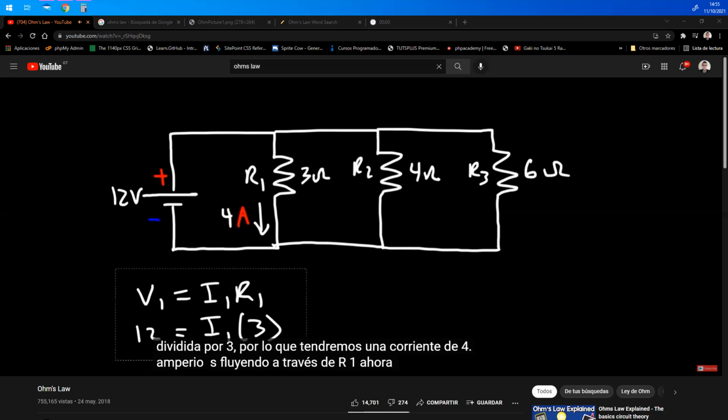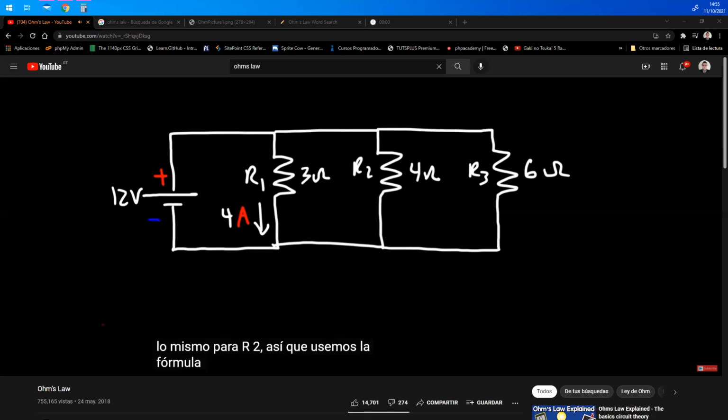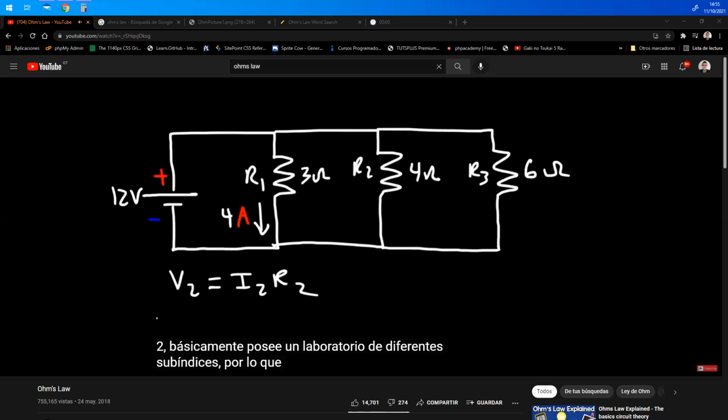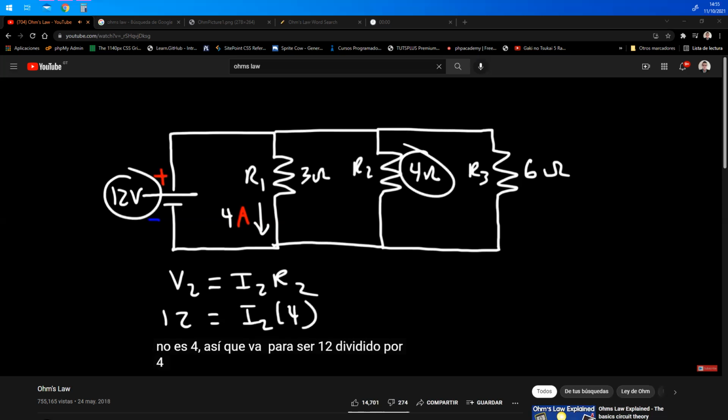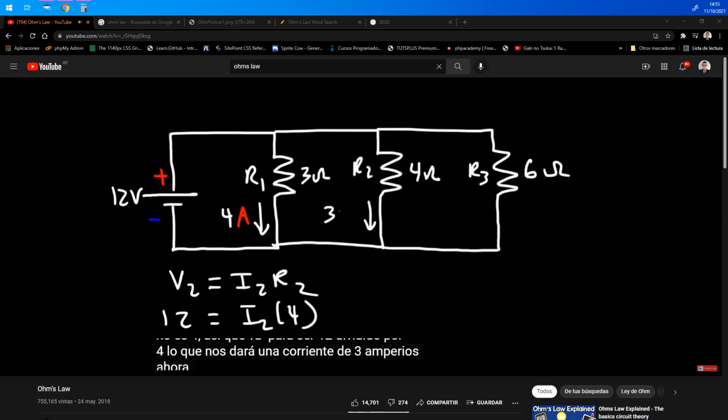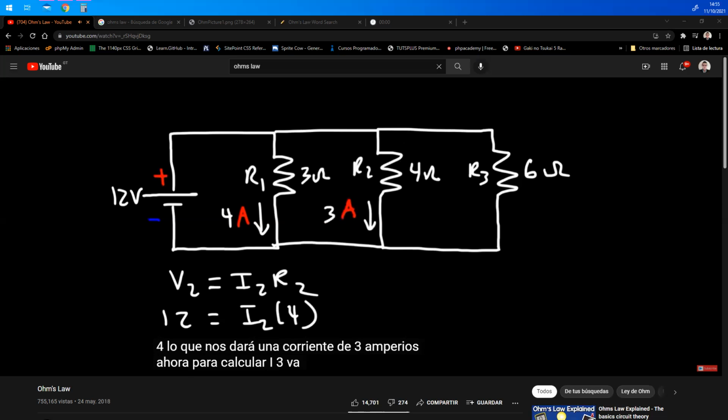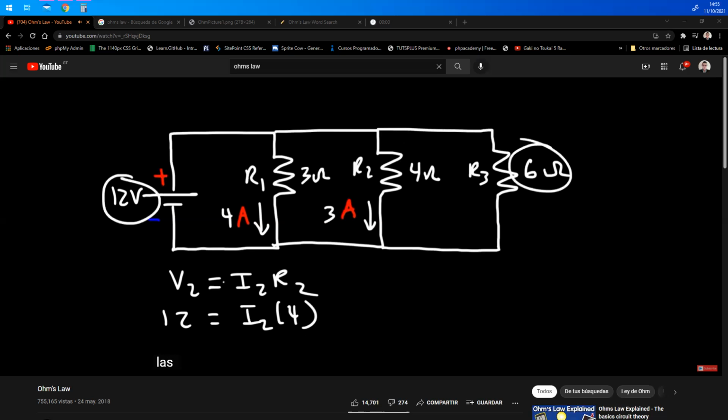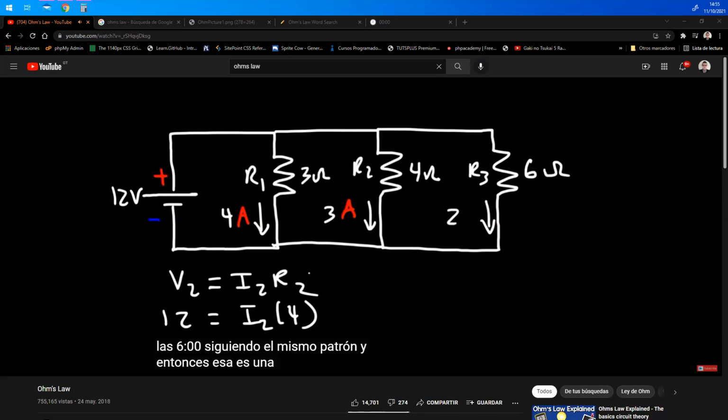Now let's do the same for R2. So let's use the formula V2 is equal to I2 times R2. It's basically Ohm's law, but with different subscripts. So V2 is still 12, and R2 is now 4. So it's going to be 12 divided by 4, which will give us a current of 3 amps. Now to calculate I3, it's going to be 12 divided by 6, following the same pattern, and so that's a current of 2 amps.